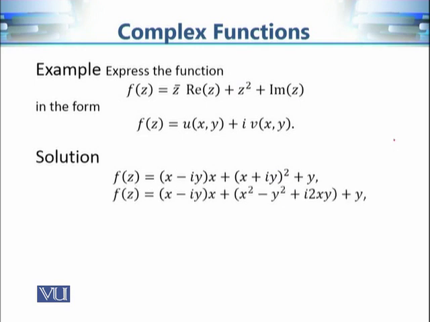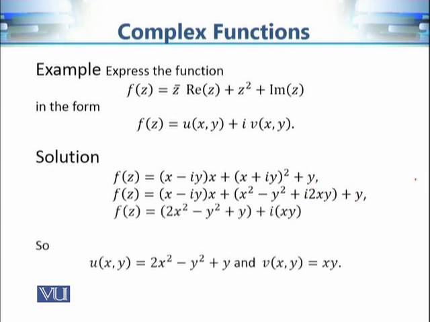And we can simplify this. Opening this square, we get x square plus iota square y square. Now iota square is -1, plus 2 iota xy, plus y. Simplifying further, we get 2x square minus y square plus y, plus iota xy. Now this is the real part of the output, so we can say this is u of xy, and this is the imaginary part, so this is v of xy. That's how we can write this function as u of xy plus iota v of xy.